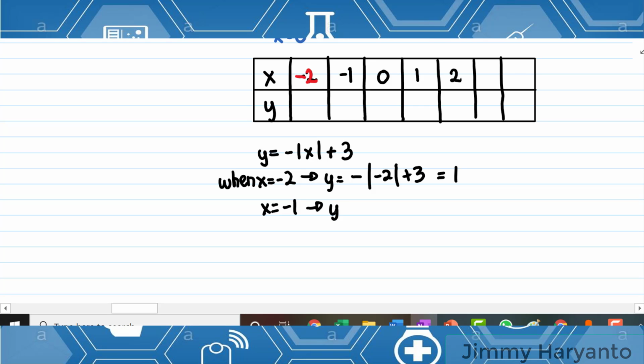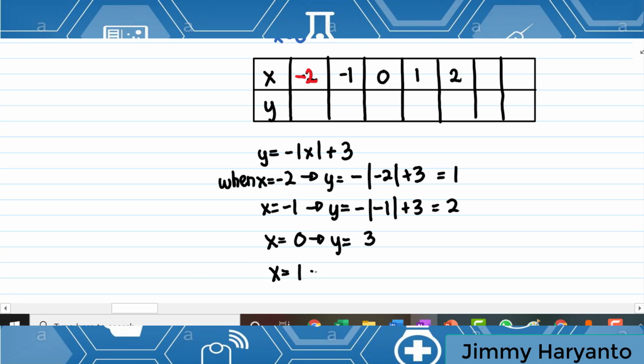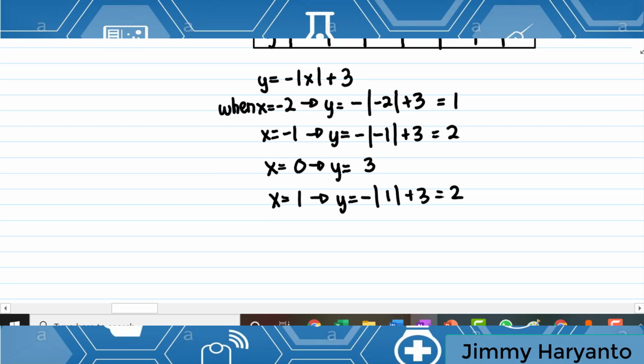For x = -1, y equals -1 plus 3, which is 2. For x equals 0, I already have it, 0 is 3. And then x equals 1, it means negative absolute value of 1, and then plus 3 equals 2. And then for the last one, x equals 2, y equals -2 plus 3 equals 1. Okay, let's draw it.